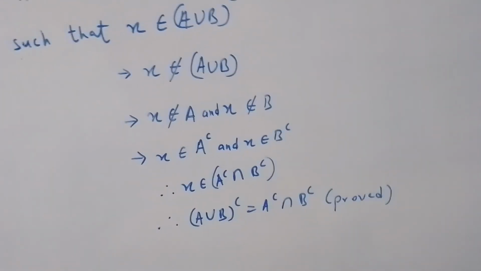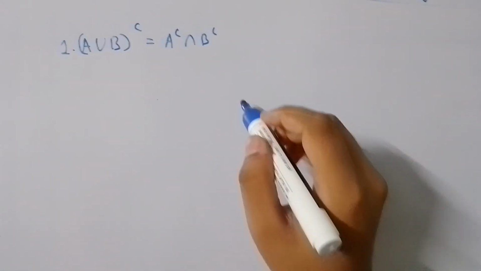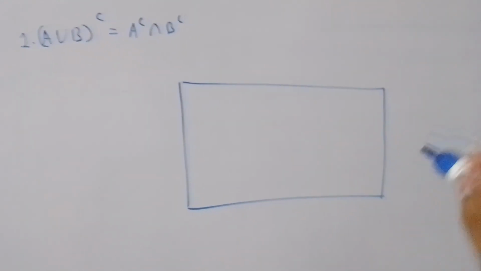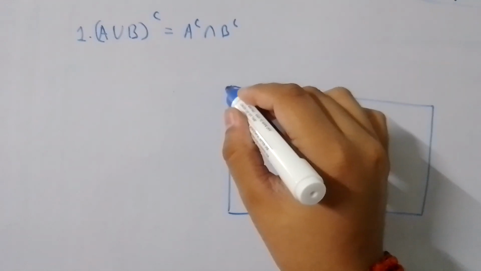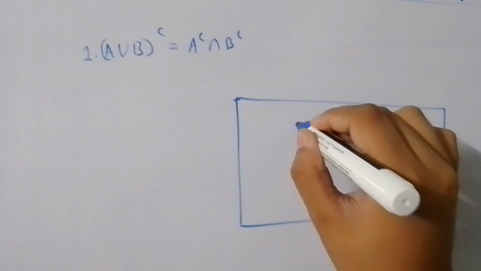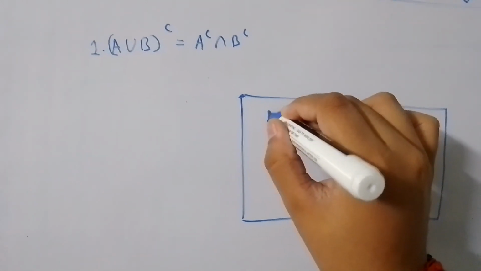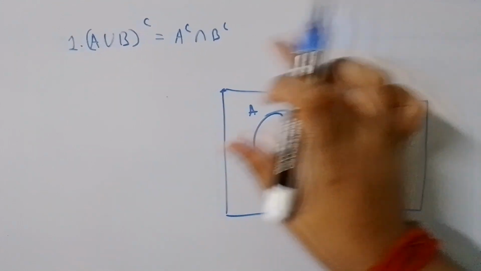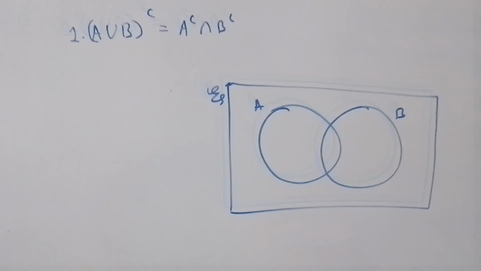Now let's move on to the Venn diagram proof. Now let's say there is a Venn diagram. So this is the pictorial representation. This is, suppose, A, this is B, and the whole box is known as the universal set.